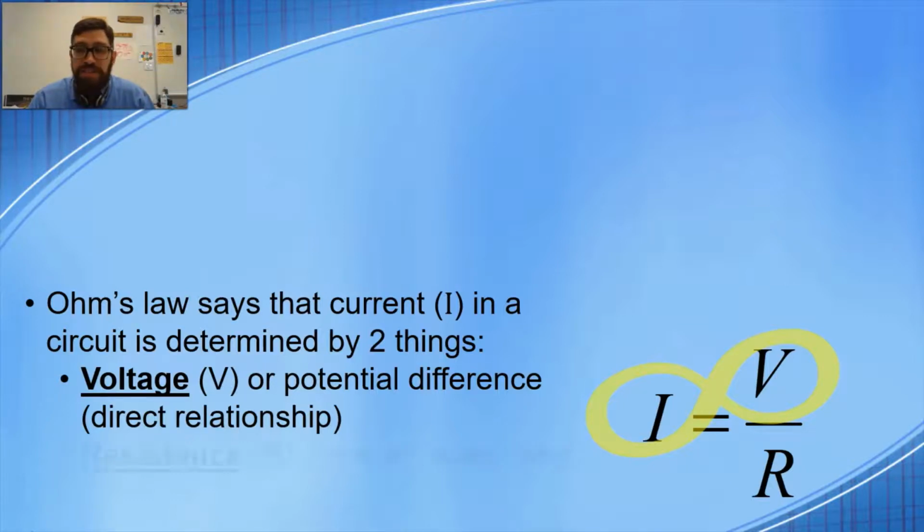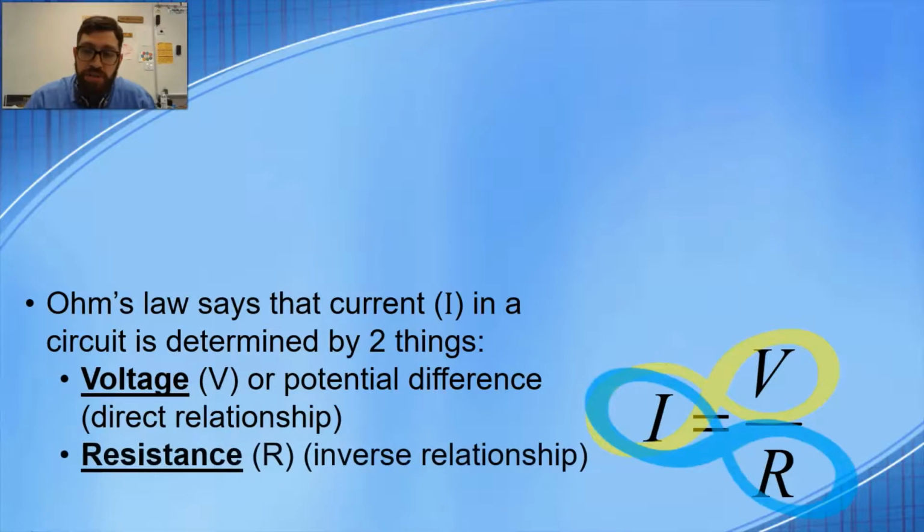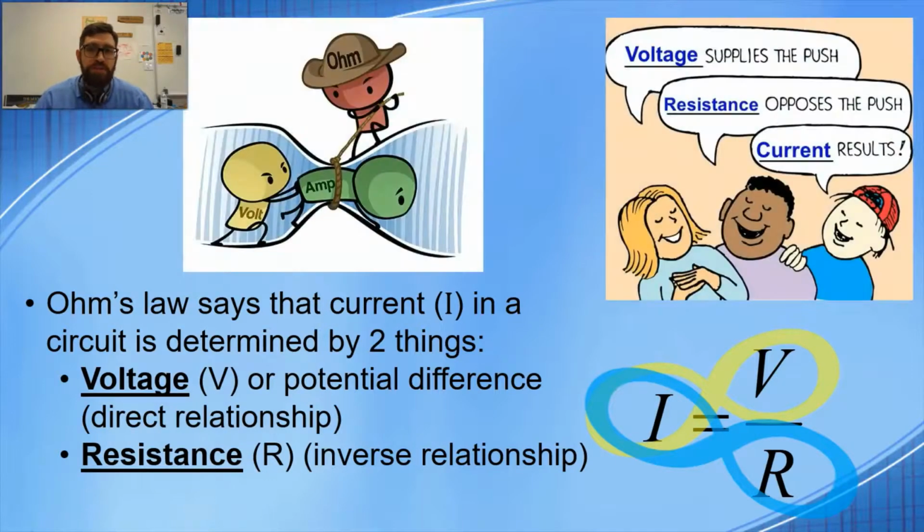And the other thing is resistance. Resistance is inversely related to current. The higher the resistance, the lower the current. The lower the resistance, the higher the current. And so I've got a couple of pictures here that help us to see, practically speaking, what this is about.